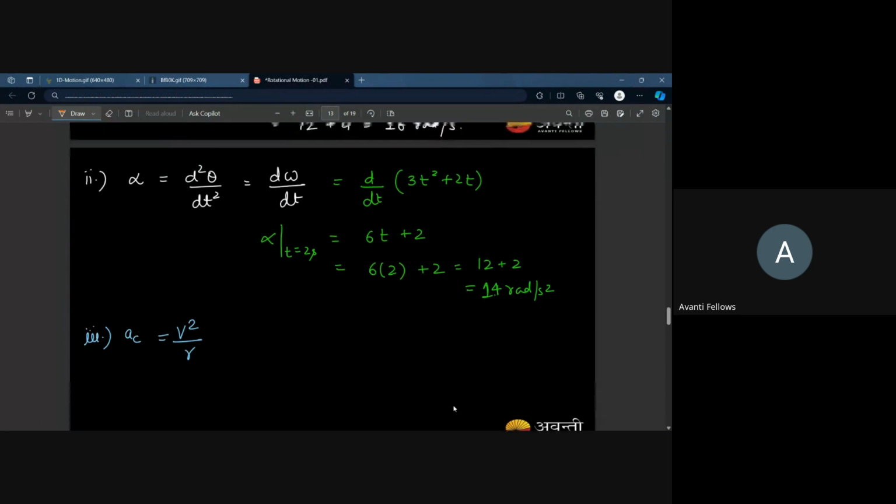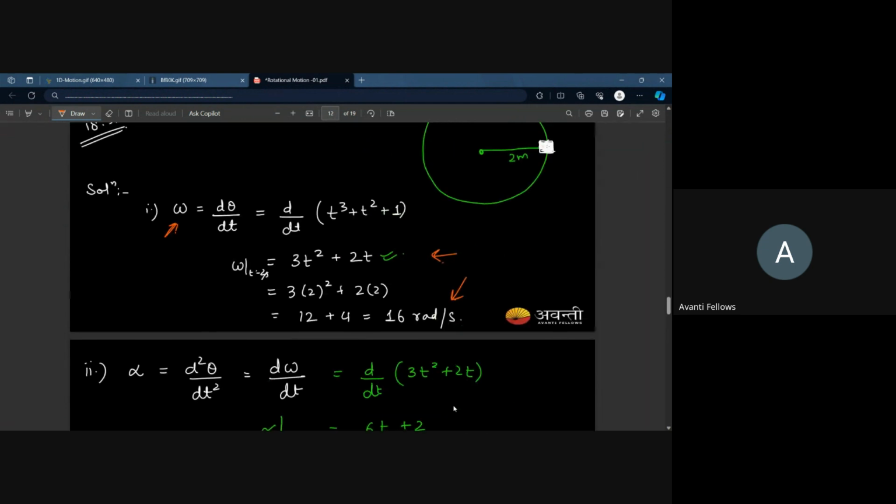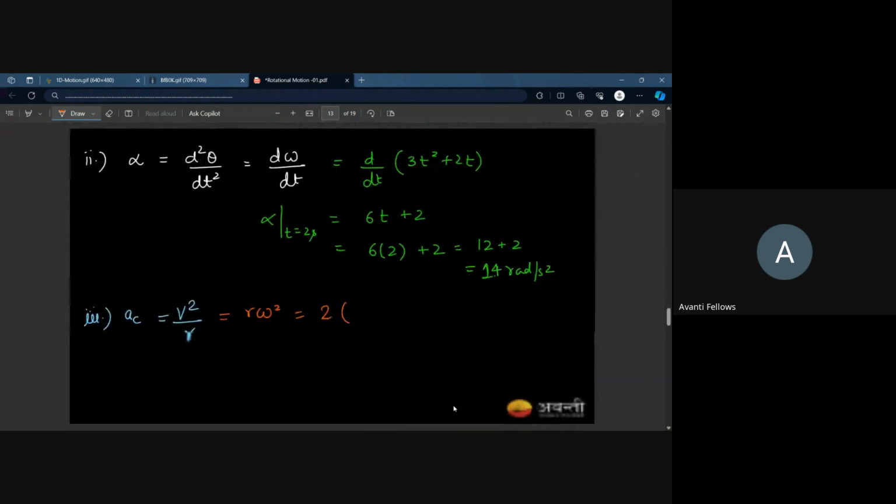Okay. So now we have to calculate the centripetal acceleration, which can be expressed as v square by r or r omega square. So I think you have r, which is 2, and omega is something that you've just calculated. Omega is 16 radian per second. Just put the value. So it would be 2 into 256, which becomes 512 meter per second square, right?